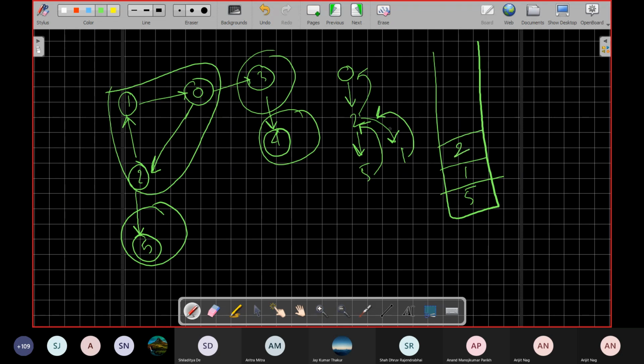Okay. Again from 0 we can go to 3, and from 3 we can go to 4, but from 4 there are no other options. So we are just putting 4 here, get back to 3, and from 3 there are no other options. So we put 3 and then get back to 0, and from 0 there are no other options. So we are out of that. So this is the stack. Is it okay?